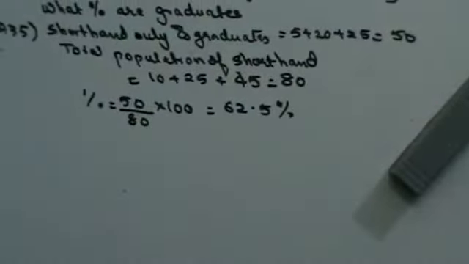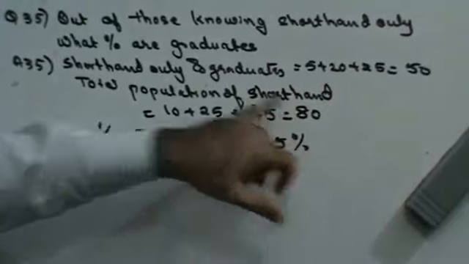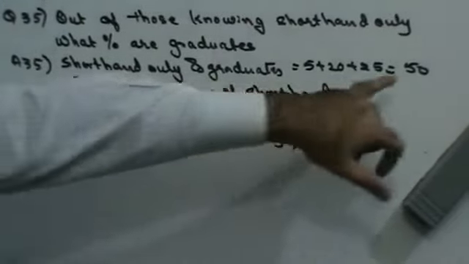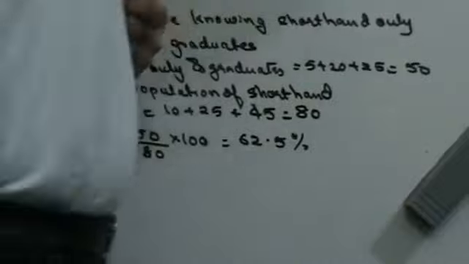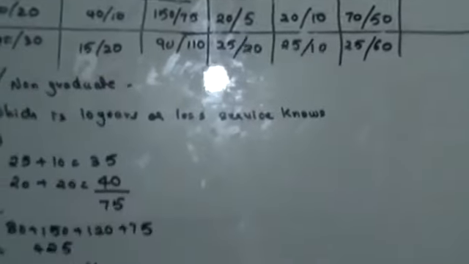Right? Next. So what we are supposed to find is the total population of shorthand only. So total how many are knowing shorthand only? Graduates are 50. This is my total population of shorthand only, out of which graduates are 5, 20 and 25. Right? Next.